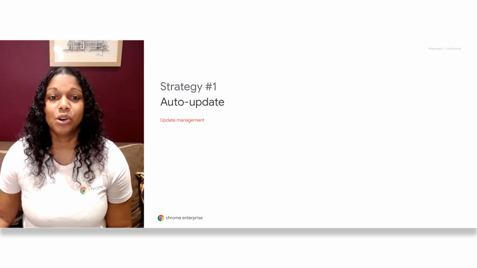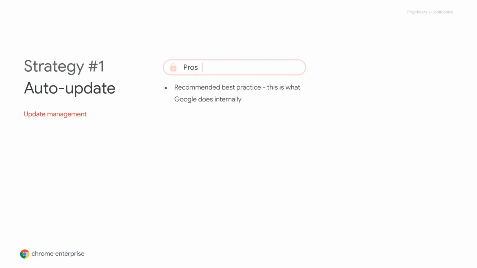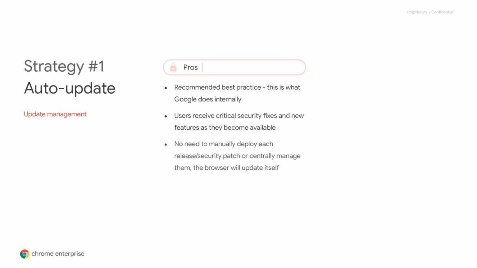Strategy number one, auto update, is our recommended best practice. It's what most of our customers do and what Google does internally. With this strategy, all your users receive critical security fixes and new features as they become available. There's no need to manually deploy each release and security patch or to centrally manage them. The browser will update itself. Because Chrome is always up to date, using auto update reduces the risk of crashes and security vulnerabilities. And your users will always be on a supported version of Chrome.